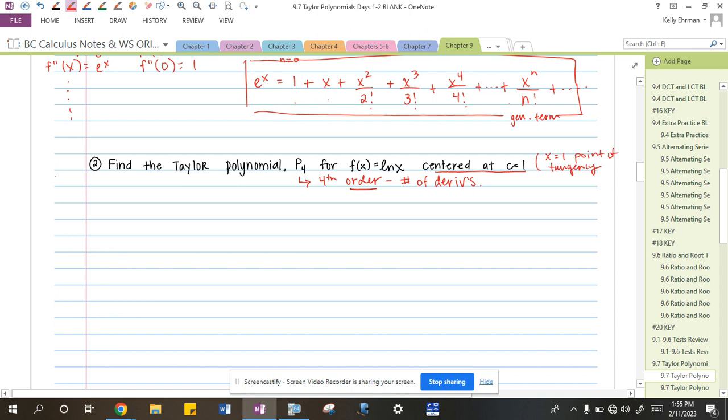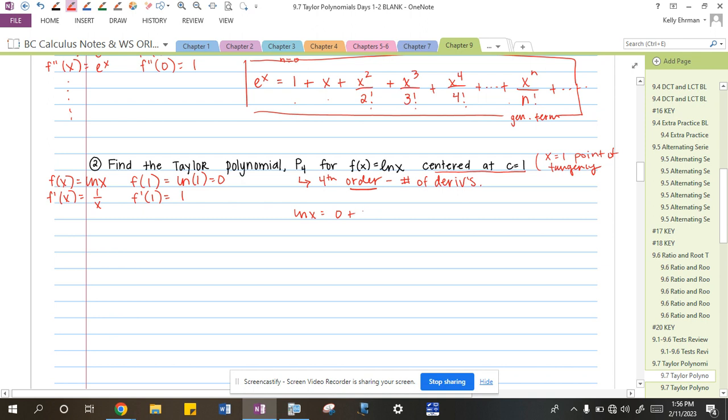All right, so write out the function. Evaluate it at the center, because the first term, the constant term, is what f of 1 equals. Natural log of 1 is equal to 0. So far we have this. Natural log of x is equal to 0 plus derivative of natural log is 1 over x. Evaluate the derivative at 1. 1 over 1 is 1.